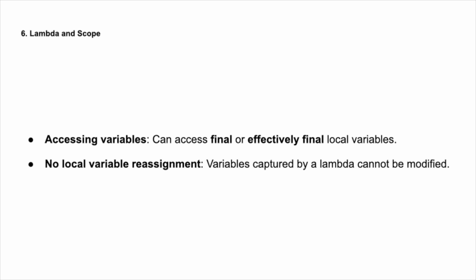Next, let's talk about lambda scope. Lambdas can access variable from their enclosing scope, but there is a catch here. Those variables must be either final or effectively final. Also, remember that lambdas don't have their own local variables, so no variable reassignment can be done here. This helps avoid side effects and keeps lambdas predictable. So let's move to the next slide.